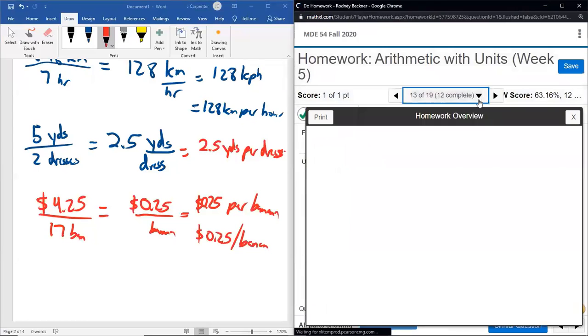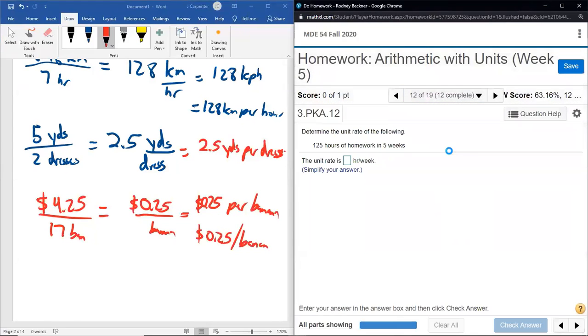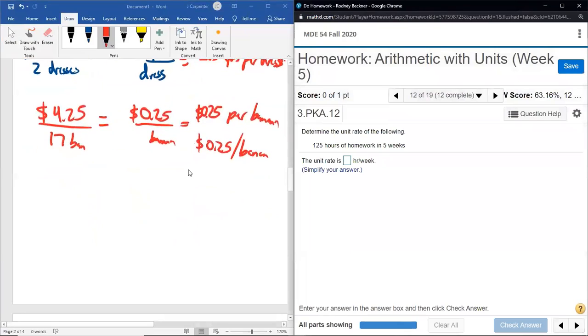All right, so let's go back to number 12. Yes, we did end up skipping it accidentally. All right, that was quicker. Good. So 25 cents a banana.